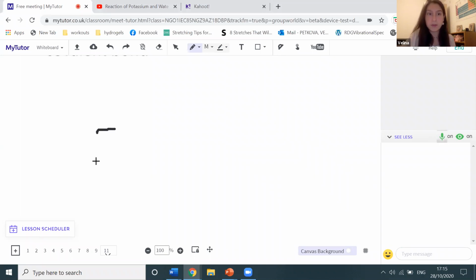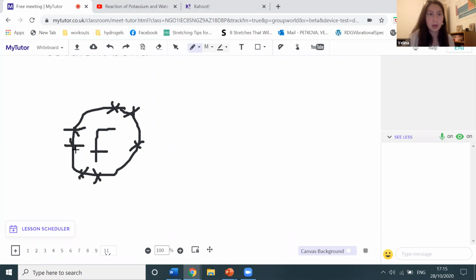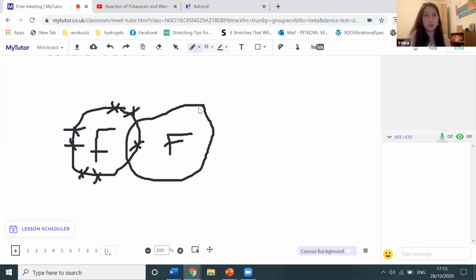So if we take fluorine for our first example, we can draw the 7 electrons that it begins with. Okay, so then another fluorine comes. It can share one of its electrons with this electron, like we do in covalent bonds. So one of its electrons is shared, and the rest are just dotted around.